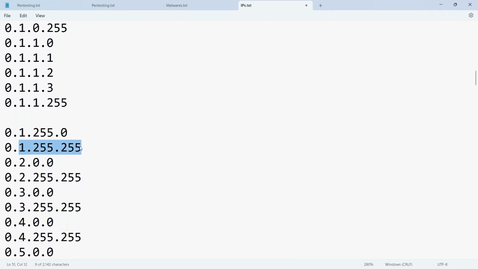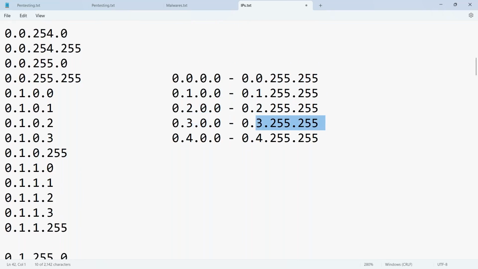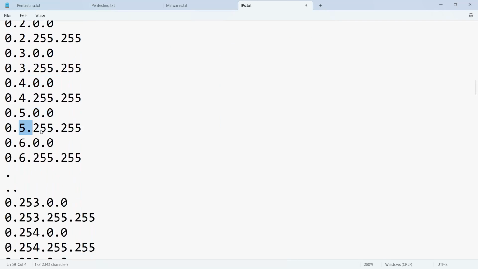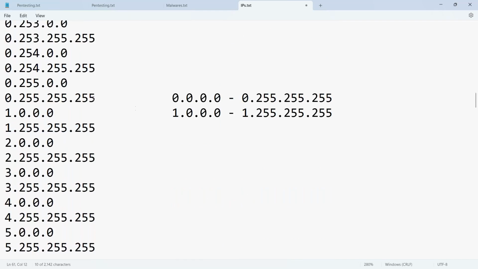So as you can see, there's a newer pattern: 0.0.0 to 0.255.255, 1.0.0 to 1.255.255, 2.0.0 to 2.255.255, 3.0.0 to 3.255.255, 4.0.0 to 4.255.255, 5.0.0 to 5.255.255, 6.0.0 to 6.255.255. Goes on and on, and somewhere down the line you'll have 255.0.0 to 255.255.255. And once all these octets are filled, this 0 now changes to 1.